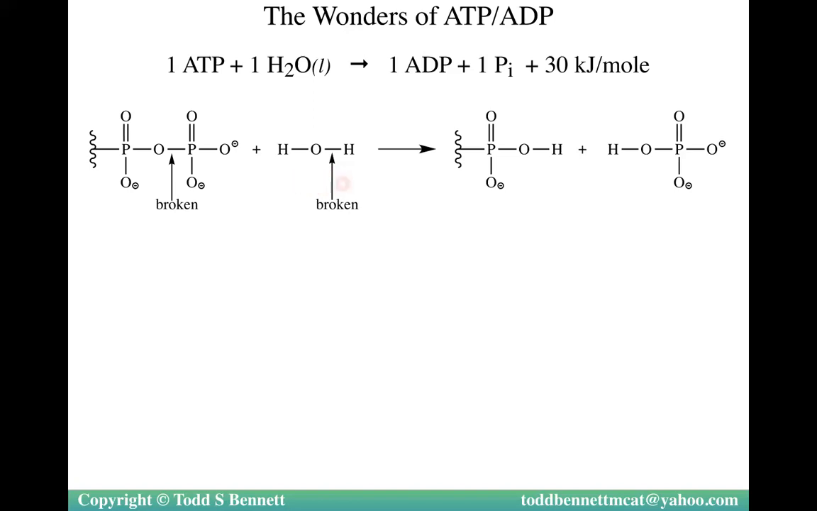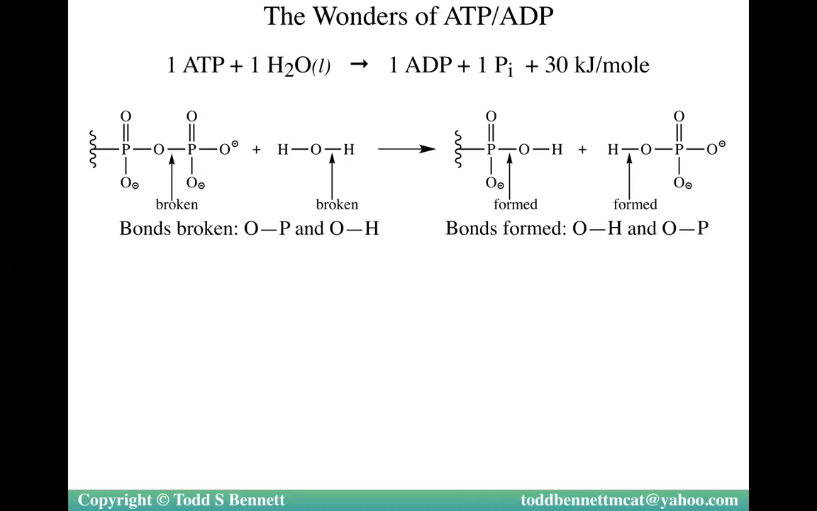So we break that bond and break this one. I could have picked either side, but I picked an OP and an OH. And we now form this new OH and this new OP. So the bonds broken are OP and OH. Bonds formed are also OP and OH. So at face value, you would say bonds broken exactly equal bonds formed. If they're the same, then same minus same should be 0. No change in energy, K equilibrium equal to 1.